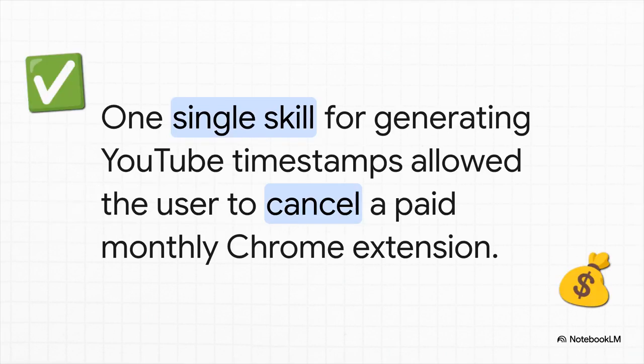And here's the kicker, the real-world value. That one skill for YouTube timestamps worked so well that the user was able to cancel a paid Chrome extension they were shelling out money for every month. So Dia isn't just saving time, it's literally saving money and helping you ditch other apps.